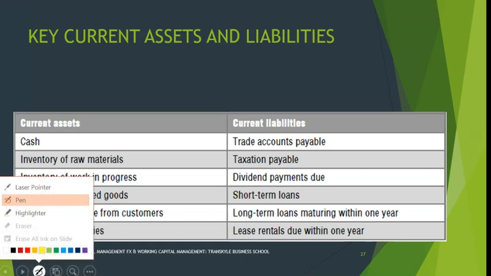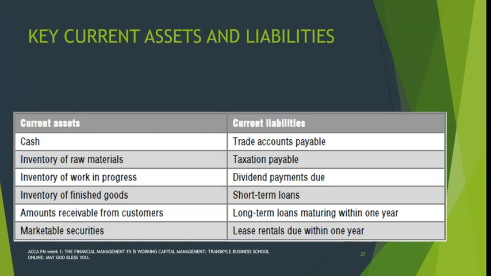Current assets and current liabilities. Current assets include cash or cash equivalents, inventory of raw materials, inventory of work in progress, inventory of finished goods, amounts receivable from customers, and marketable securities. Remember, a current asset is an asset that is to be used in the business for a period less than a year. When it exceeds 1 year, then it becomes a non-current asset.